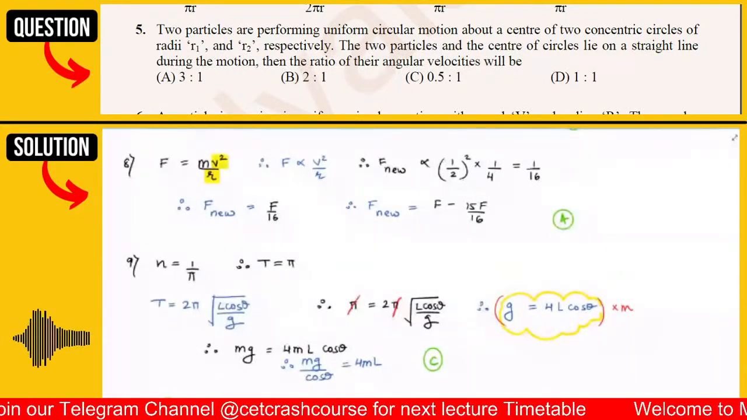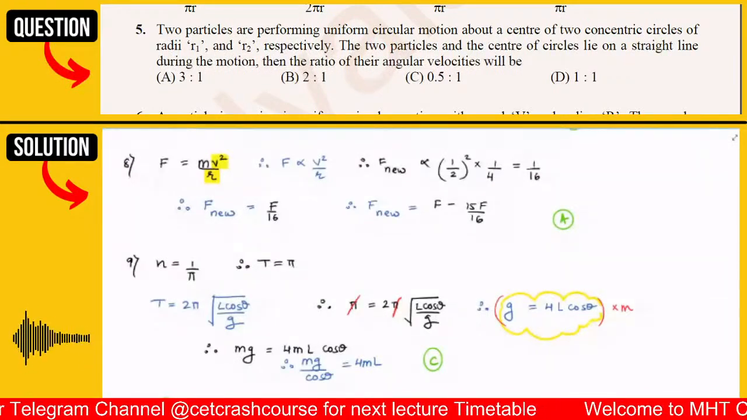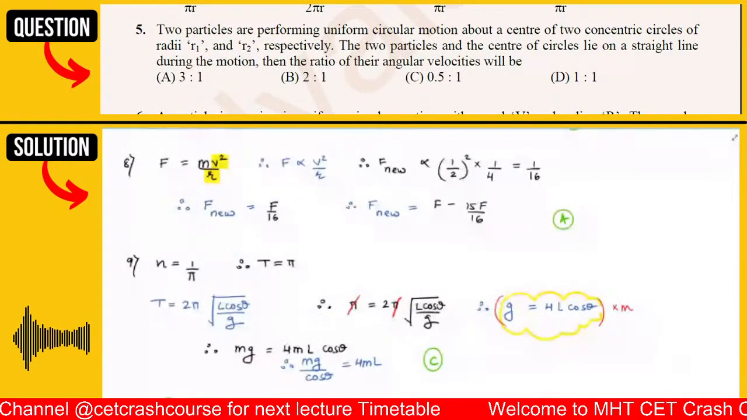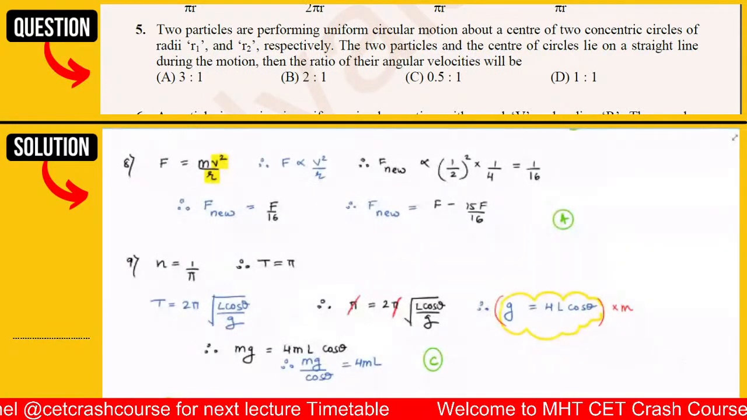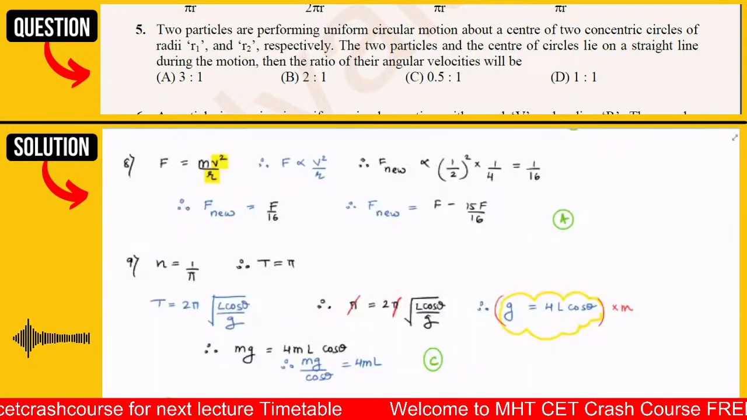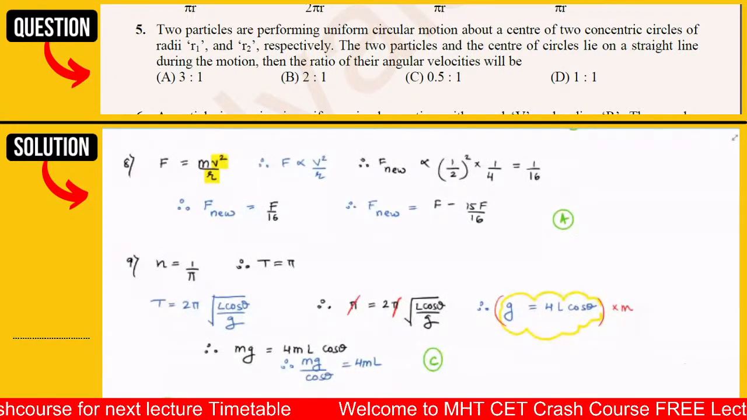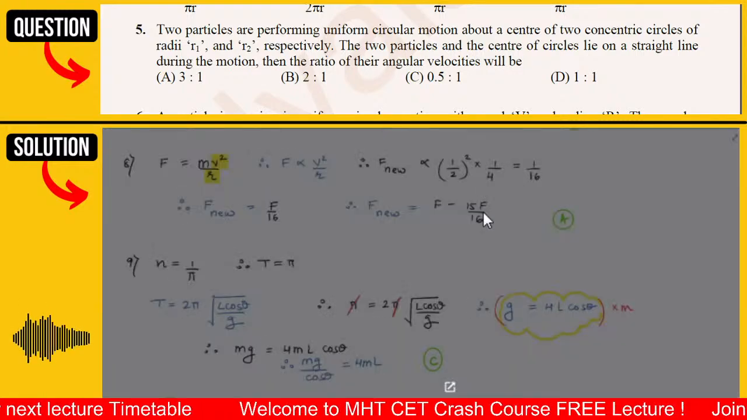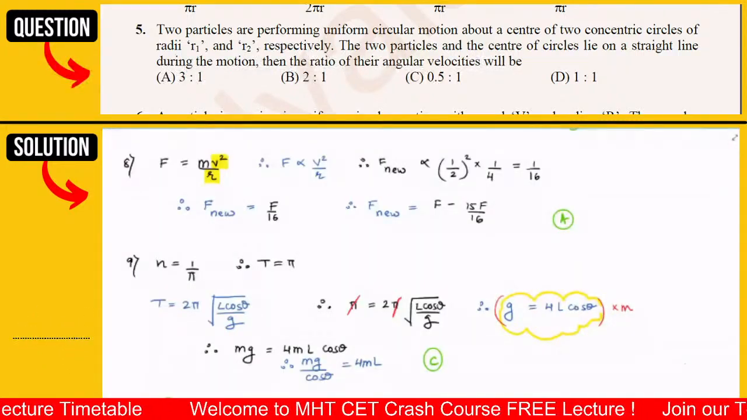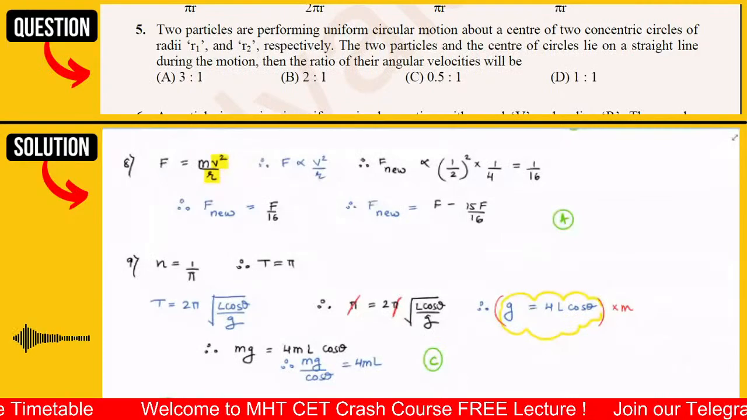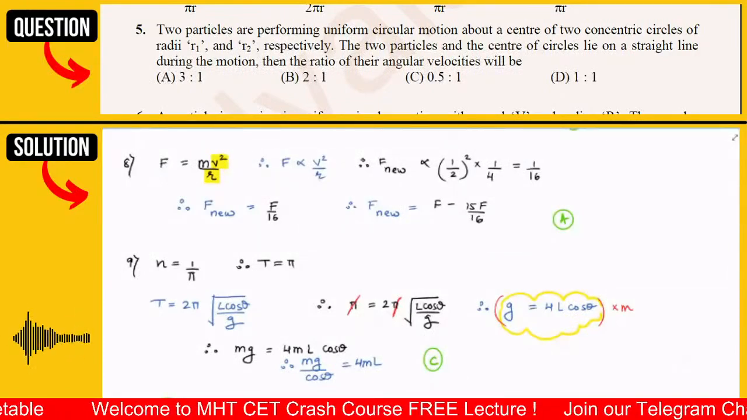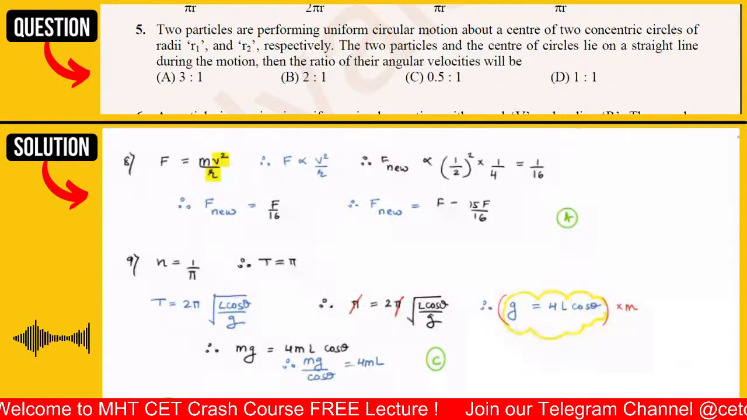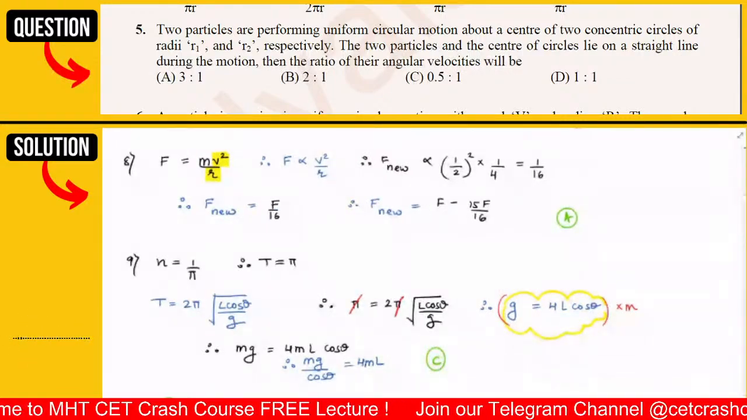A body of mass m is moving along a circle of radius r with linear speed v. Now, to change the linear speed to v upon 2 and to move it along the circle of radius 4r, the required change in the centripetal force of the body is. We have to find the change in centripetal force of the body.